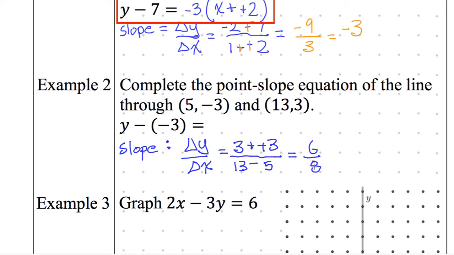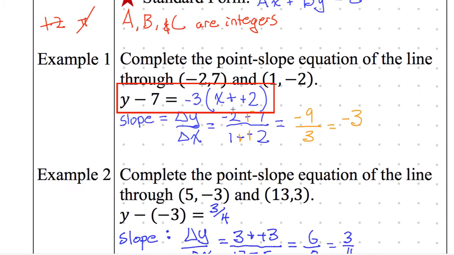This is a fraction that can be reduced. 6 over 8. We can divide the top and bottom by 2 to reduce this to 3/4. So our slope is 3/4. Let's go ahead and fill that in for our equation. 3/4. And then let's see what to do next.